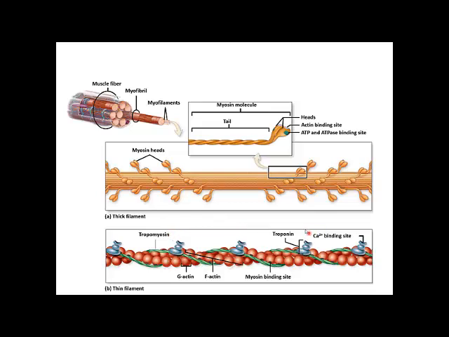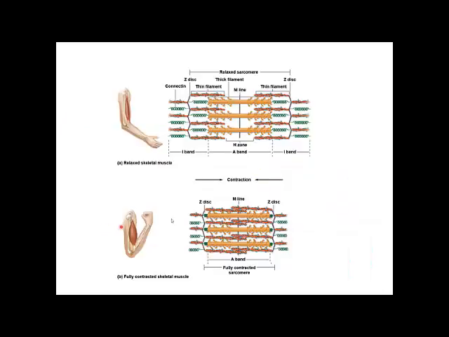So if calcium's around, troponin shifts the shape of tropomyosin, the myosin heads can grab onto the actin and they will pull themselves along the actin, shortening the muscle. The effect is something like this. With no calcium, you will see the sarcomere in its relaxed state. We release calcium from the sarcoplasmic reticulum. We make the actin available. The myosin can grab onto the actin and it'll pull itself along, shortening the sarcomere and contracting the muscle.